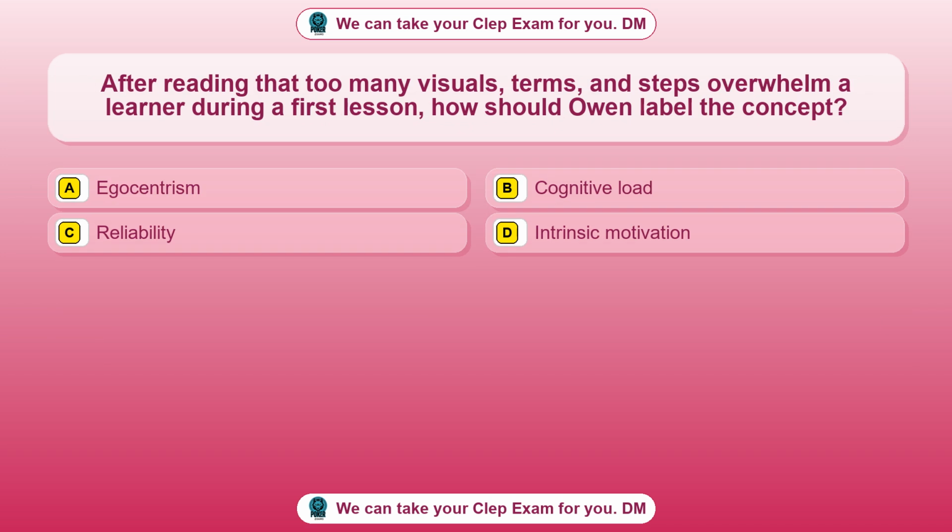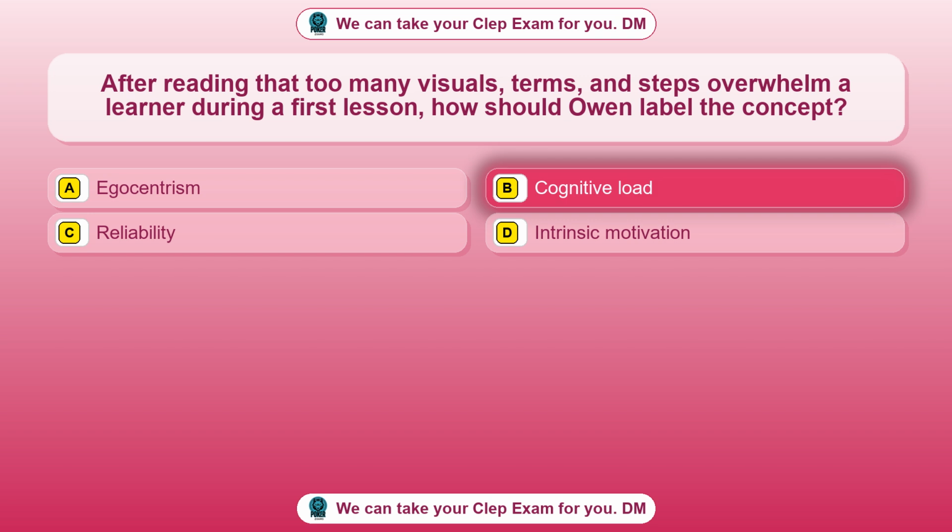Question 45. After reading that too many visuals, terms, and steps overwhelm a learner during a first lesson, how should Owen label the concept? Option A, egocentrism. Option B, cognitive load. Option C, reliability. Option D, intrinsic motivation. The correct answer is option B.